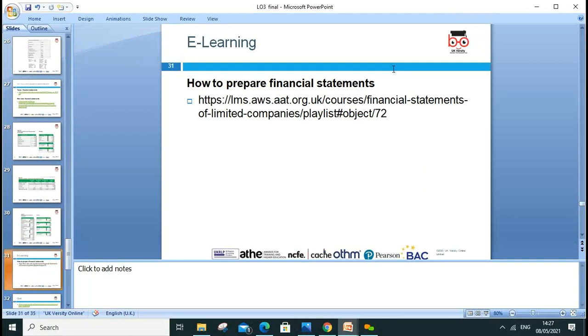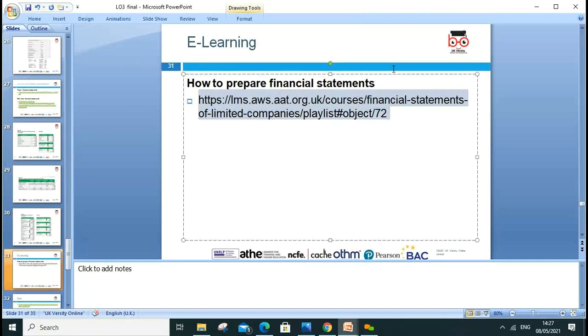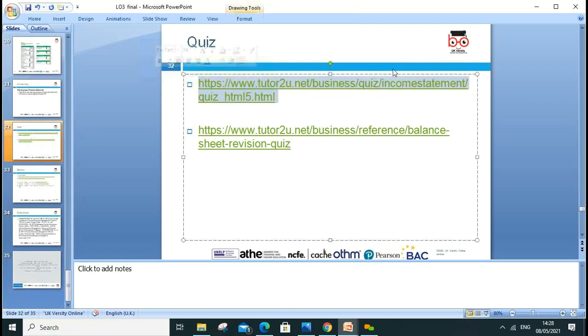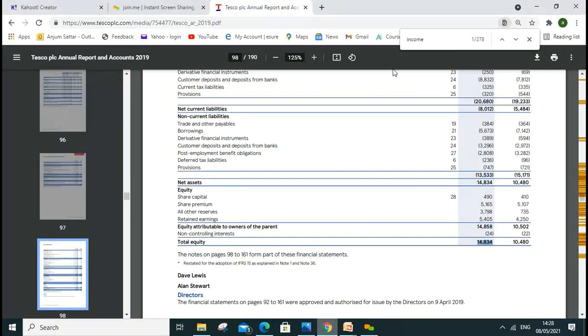And I copied the link. Sometimes it works absolutely fine, sometimes it doesn't, so you can copy and paste it. And then of course, further there is a quiz. You can go through the income statement quiz. It's always good to copy the link, please, and click, and see what you got right and wrong.